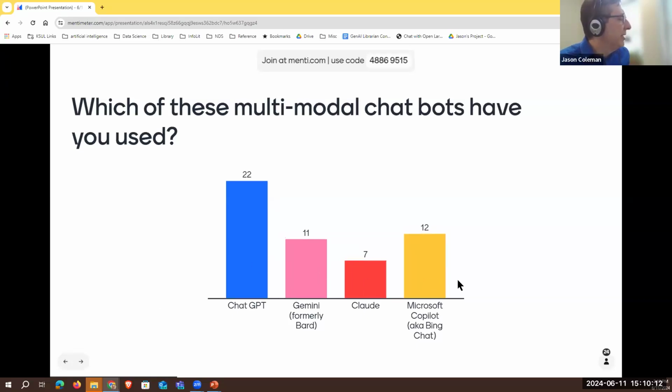Okay, so we've got a lot of responses here. I think I set it up so that you can pick more than one if you want to, but I see that 25 of you have responded. I'm not going to take too much longer to get the responses, but this isn't too surprising to me that ChatGPT is the most popular here amongst these very popular models. Okay.